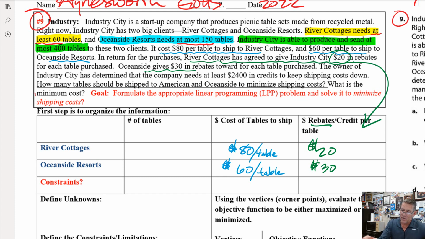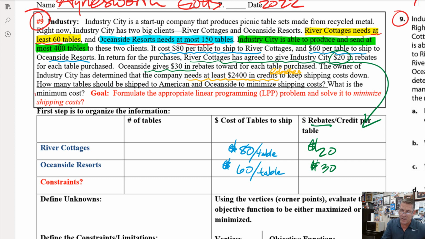Now let's read on. It says the owner of Industry City, the main company that produces these table sets, has determined that the company needs at least $2,400 in credits, rebates, to keep the shipping costs down.